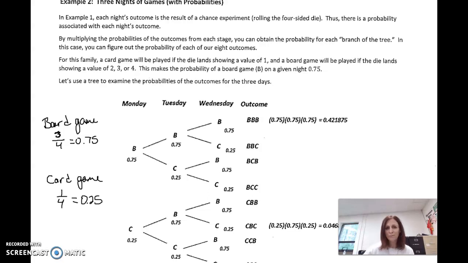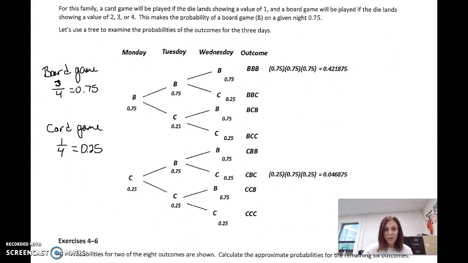So when you look here, remember when we're doing probabilities, B, 0.75, that's where it's coming from. The probability of rolling a board game, 0.75. The probability of rolling a 1 and getting a card game is 0.25. So you can see that we've already gone through and matched up all these things on your notes. There you go. Saved you some time.